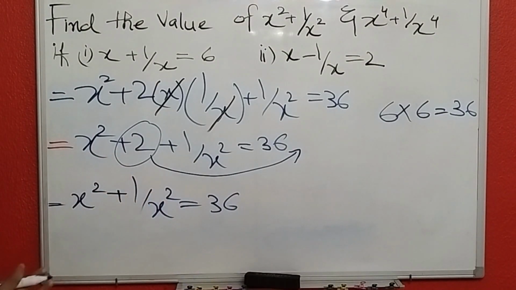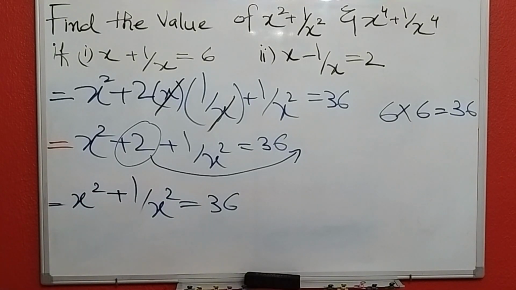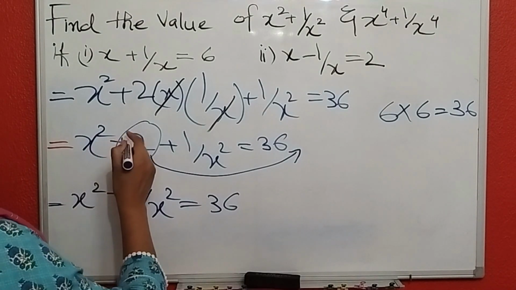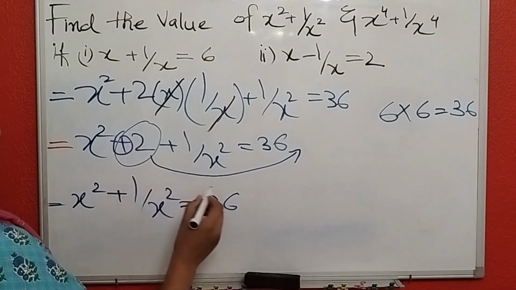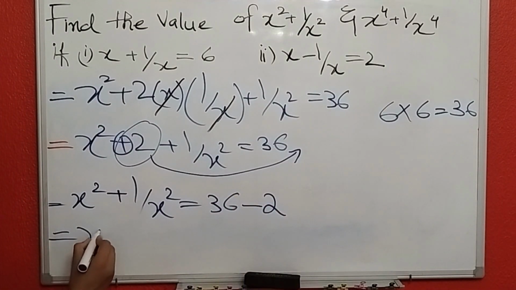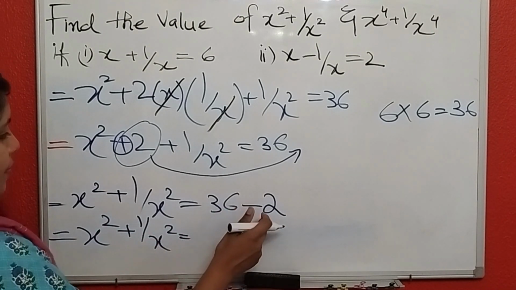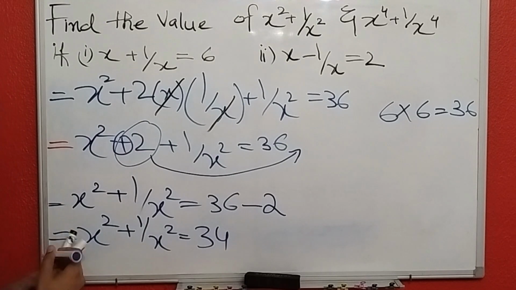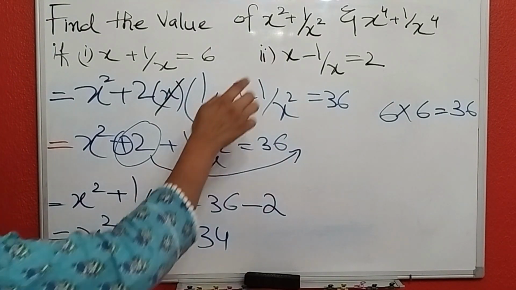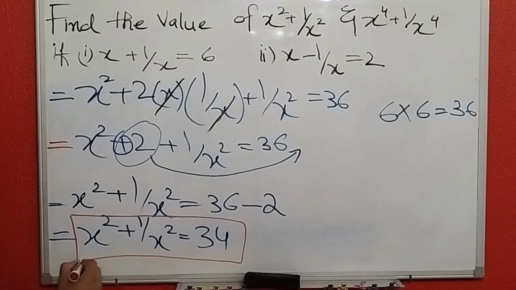Now whenever you want to shift any value from the other side of the equals sign, then you should change the sign. Here you can see this value has a plus sign, and after shifting this value becomes minus 2. So now x square plus 1 over x square is equal to 36 minus 2 is equal to 34. So 34 is the answer of this. I am highlighting it. I hope students you understand all these steps very well.